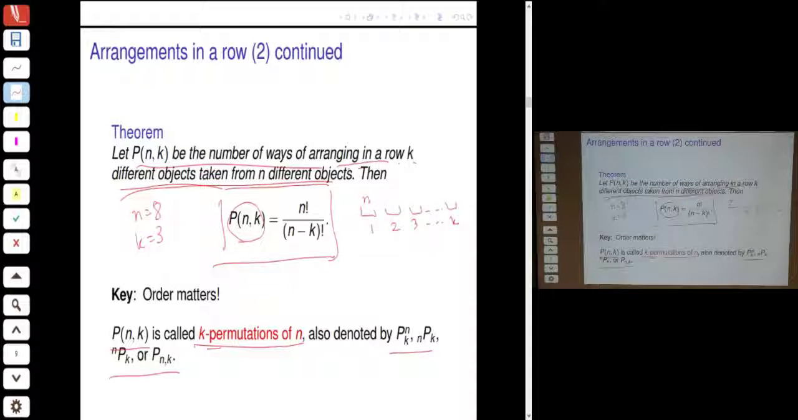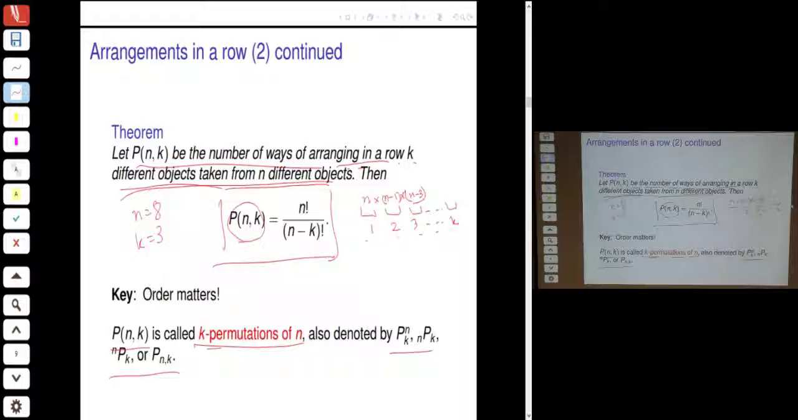And we go with these n minus 1 objects to spot 2 and fill it up in n minus 1 ways for each possible way of filling the first one. So the total number of ways of filling the first two spots is n times n minus 1. For each way of filling the first two spots, go with the remaining n minus 2 objects in hand to the third spot and fill it up in n minus 2 ways and so on.